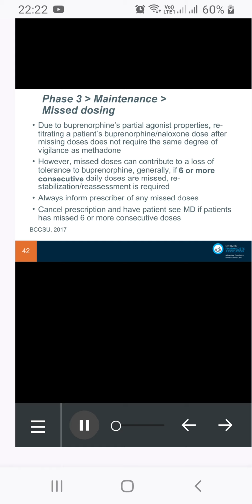Now, what do we do with missed doses? Due to buprenorphine's partial agonist properties, retitrating a patient's buprenorphine dose after missing doses does not require the same degree of vigilance as methadone. However, missed doses can contribute to a loss of tolerance to buprenorphine. So generally, if 6 or more consecutive daily doses of buprenorphine are missed, the prescription should be canceled by the pharmacist and the patient should be directed to the physician for a reassessment, as likely they will need to be restabilized. So it's very important that the pharmacist always inform the prescriber of any missed doses.